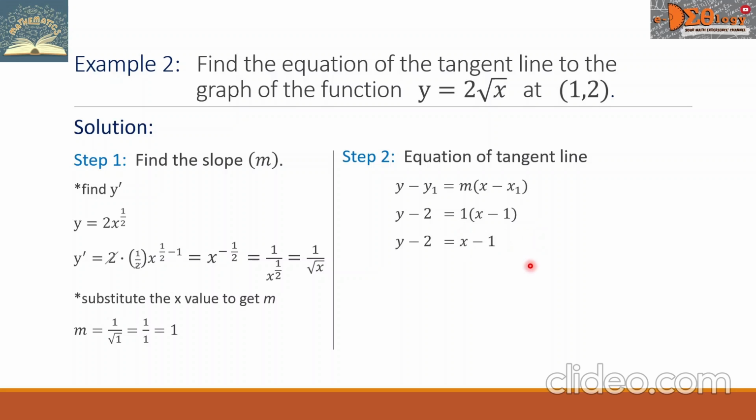We simplify the right side to be x minus 1. And then this negative 2 here, we transpose to the right. Negative 2 becomes positive 2, where we combine with negative 1. So finally, we have y equals x plus 1. This is the equation of the tangent line.